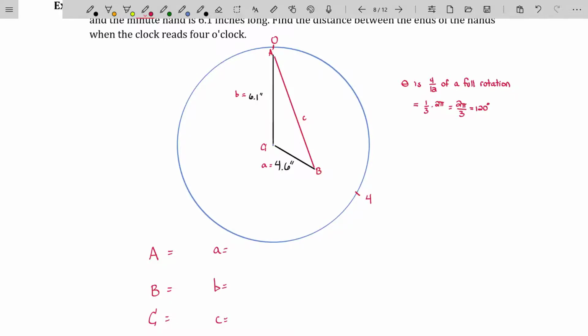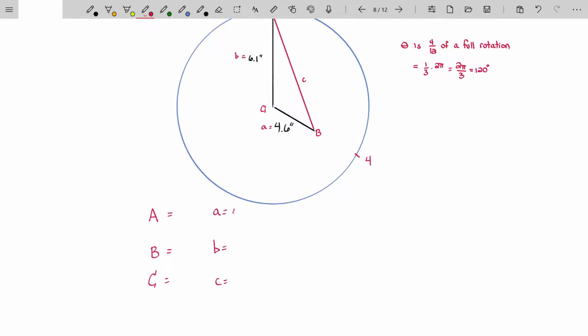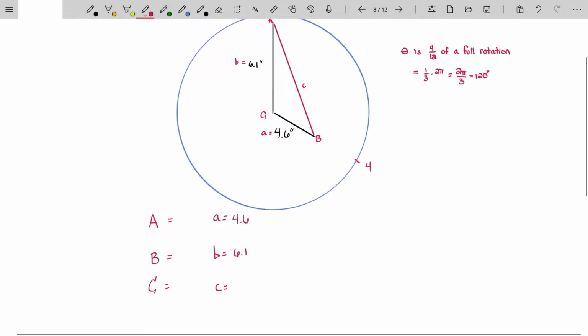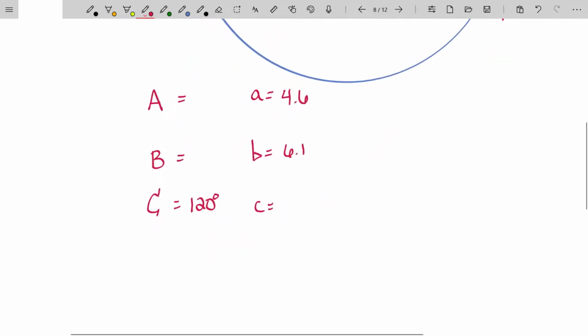There we go. And we know what sides A and B are, 4.6 inches and 6.1 inches respectively. And we also know what angle C is. It's 120 degrees. I do this because I don't personally like to memorize side, angle, side, side, side, angle, whatever. I don't memorize any of that. Instead, I just fill out a table and say, do I have a full row done? If I don't, then I know it's law of cosines. There you go. Law of cosines.